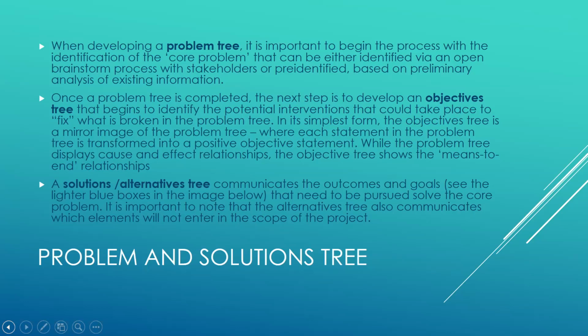While the problem tree displays the cause and effect relationship, the objective tree shows the means to end relationship. And then lastly, the solution tree communicates the outcomes and the goals. So in an objective tree, we're wanting to see a society where women are treated just the way men are treated. So the solution will be reduced violence against women. The solution will be access to more money for women. The solution will be more women able to make decisions. Those are the outcomes and the goals that you're wanting to see.